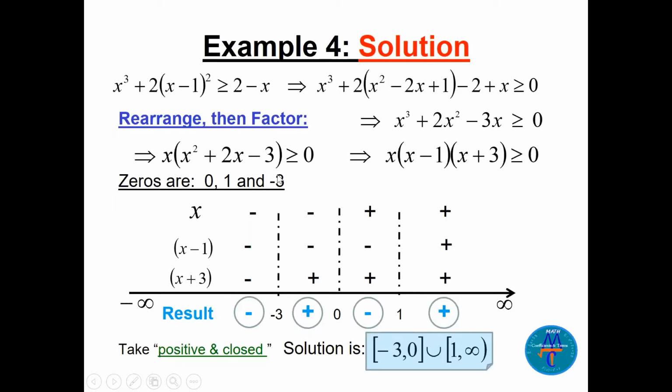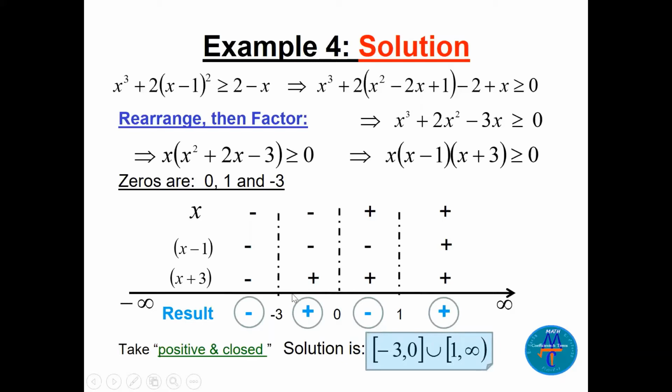Remember, I find the zeros. When I said example 3 is the most important, same idea. It can be harder, bigger, more zeros, bigger table, but same idea. So the zeros here are 0, 1, and minus 3. Remember, these are not the solution. These are the zeros. They will be placed on the number line, minus 3, 0, and 1, you see.